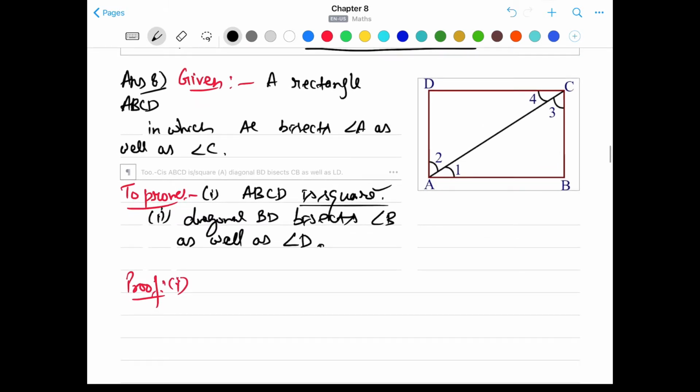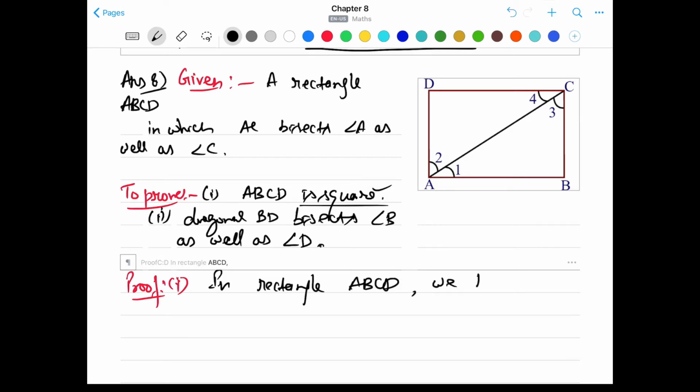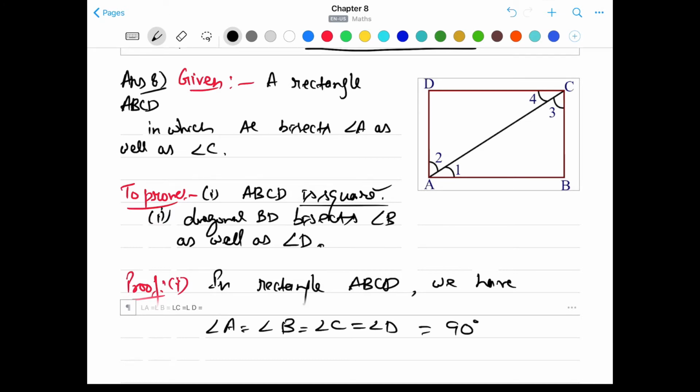So let's start. In rectangle ABCD, we have angle A equal to angle B, equal to angle C, equal to angle D, and each will be of 90 degrees.